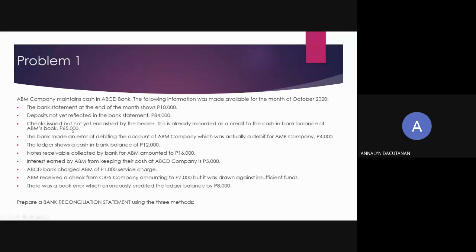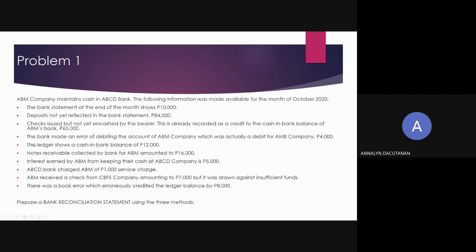If you have pen and paper with you, you can write it down and follow the reconciling items that we've discussed earlier. So you already have your bank statement balance. You also have your deposit in transit, so you have to add it back. And you also have your outstanding check, which is a deduction.